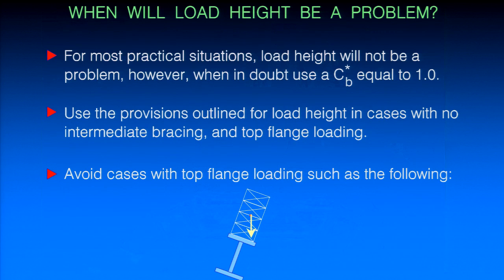So based upon that, we say, when is load height going to be a problem? For most practical problems, it's not that much of an issue. And when I say load height, the main thing we're worried about is top flange loading. When in doubt, usually if you just say, I'm going to use a C sub B of 1, you'll be fine. You can use the provisions that we outlined, the 1.4 raised to the 2y over h times the C sub B. You can use that for cases where you have no intermediate bracing and you're worried about top flange loading. It'll work very well.